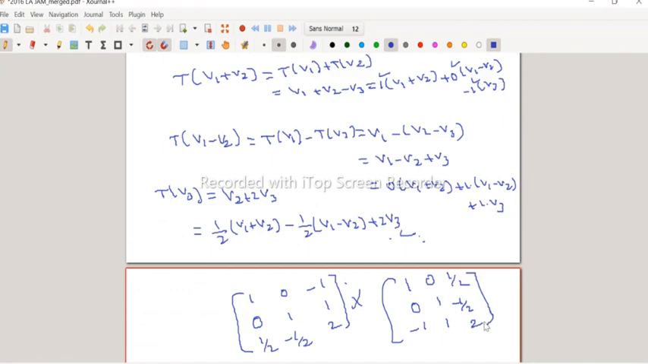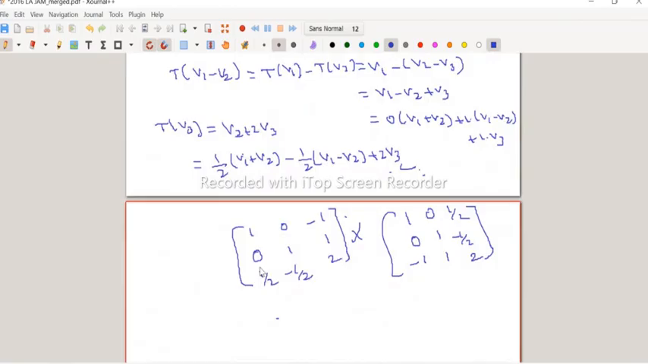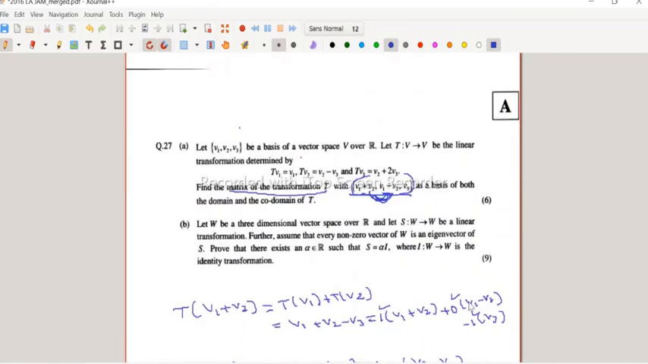This is the answer. Some authors write the coefficients row-wise, while some authors use column-wise. So it is better to write the coefficients column-wise. So this is the matrix of this with respect to this basis.